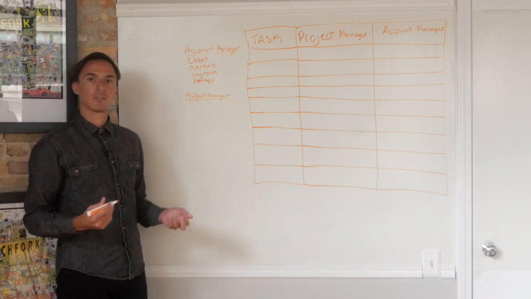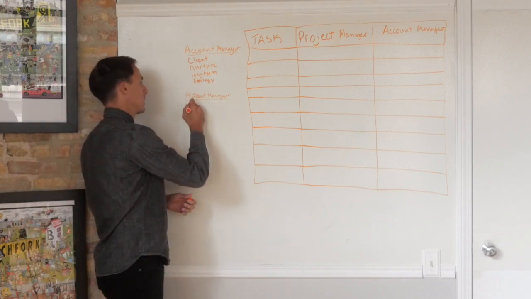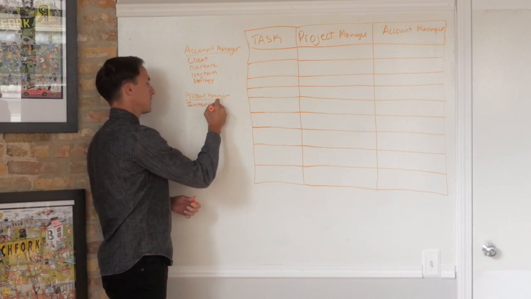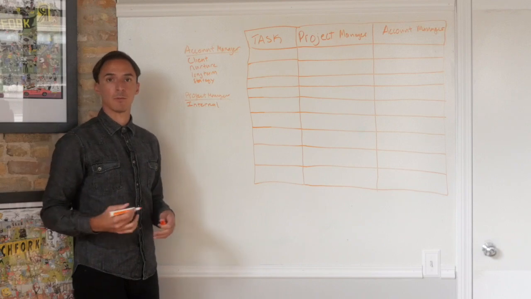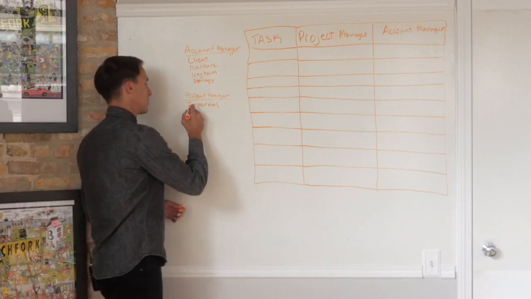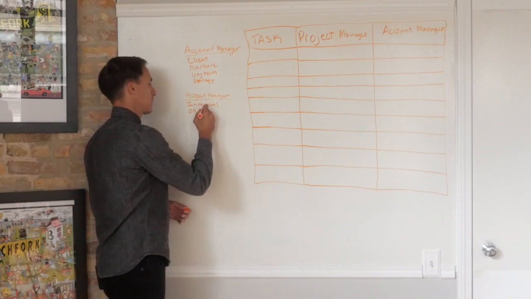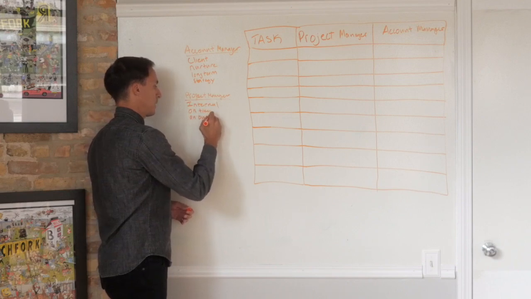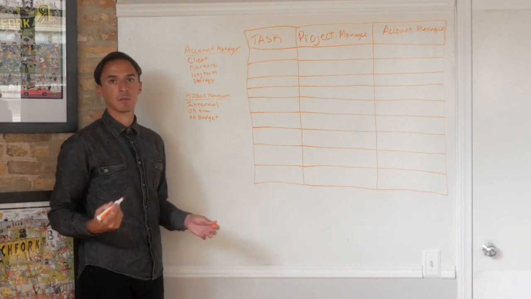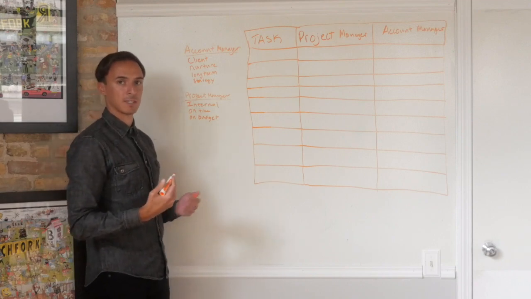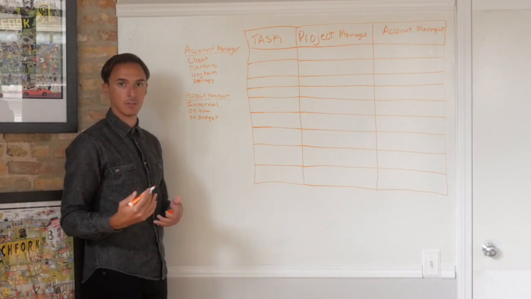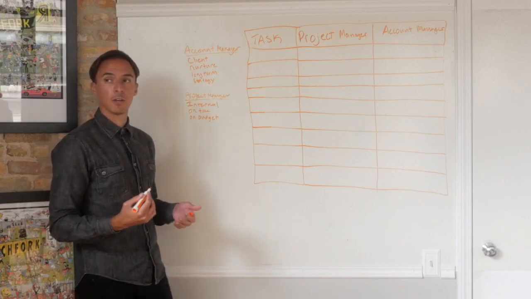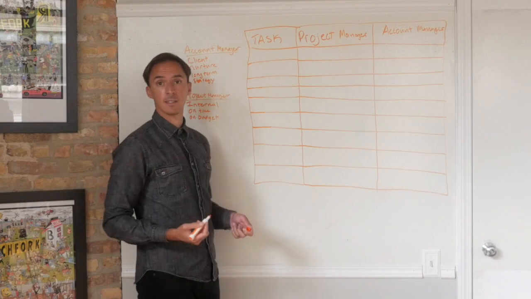Now the project manager is more internally focused. So they're working with the team on a day-to-day basis, and they are responsible for an on-time and on-budget project delivery. So those are the most important things for a project manager. Now, there's definitely some overlap there because they're both going to be communicating with the same teams, whether that's the client or the internal team. So what we want to discuss today is kind of how you're going to break up those two roles. So let's just jump right into the tasks.